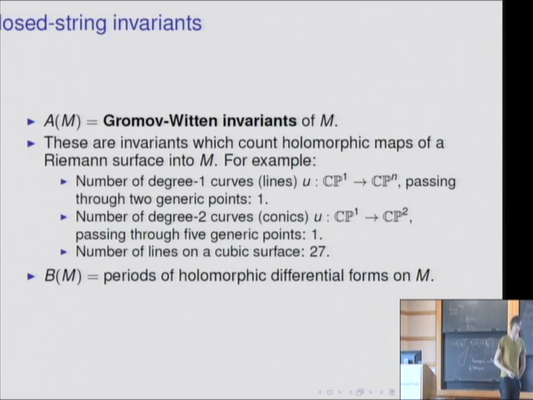This talk is about symplectic invariants, but just to say what the closed string B model is, it's periods of holomorphic differential forms on your manifold. These are invariants of the complex structure.